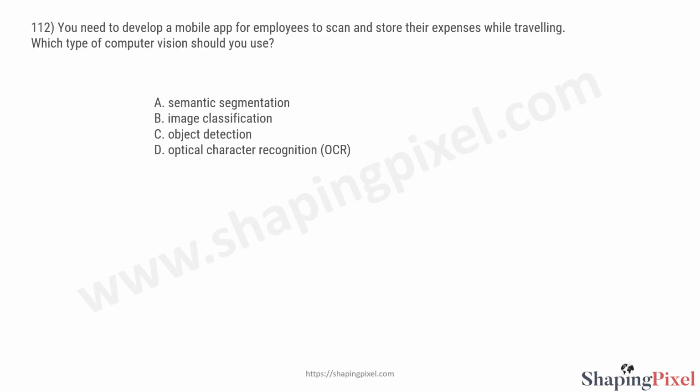Question number 112. You need to develop a mobile app for employees to scan and store their expenses while traveling. Which type of computer vision should you use? And we have the following four options: semantic segmentation, image classification, object detection, optical character recognition. So the right answer here is option D, optical character recognition.